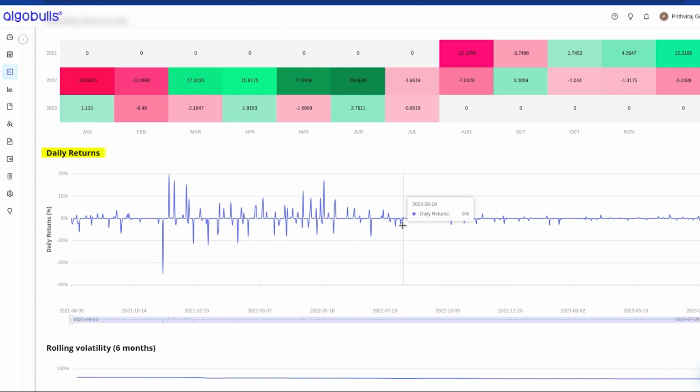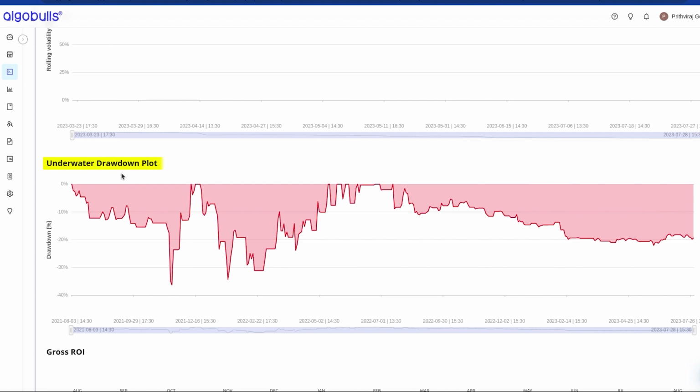Next, we move on to underwater plot. The underwater plot visually narrates our strategy's performance concerning its past peaks. It showcases how much our return value has dropped from its highest point over time. This aids in visualizing periods of drawdown and recovery, offering insight into historical risk and resilience.